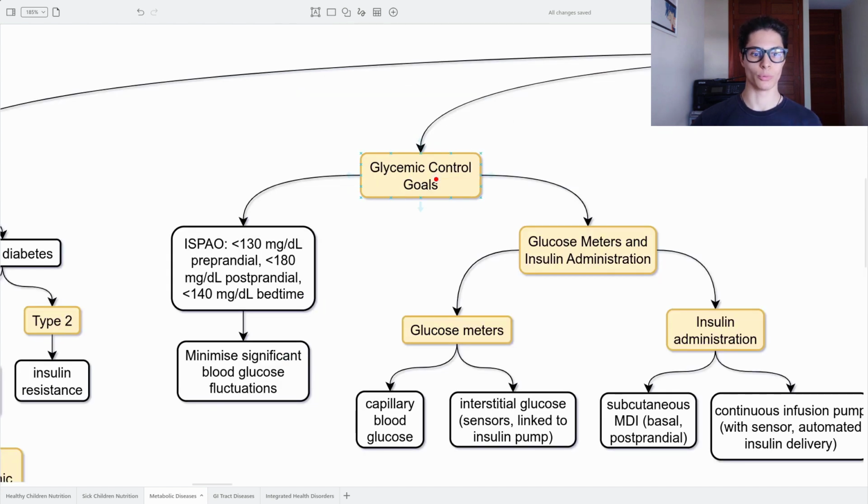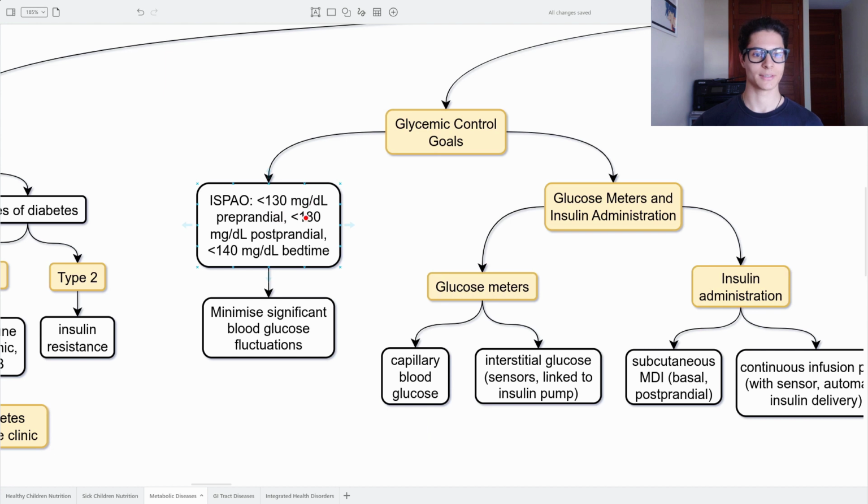Glycemic control goals. The Pediatric Institute says that we have to maintain the glucose levels below 130 milligrams per deciliter pre-prandial, this is before eating a meal, 180 after, so post-prandial, and less than 140 at bedtime. And we have to do this to minimize significantly the blood glucose fluctuations.